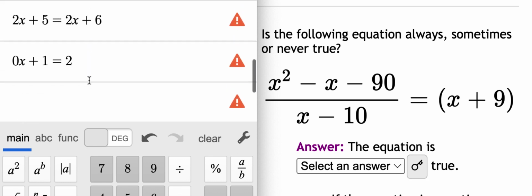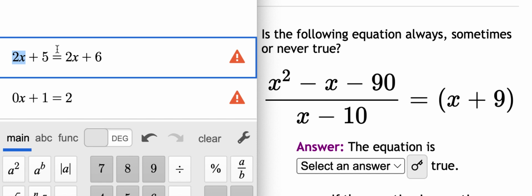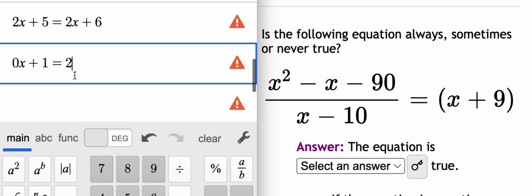Now we can also have some problems like this, where I have 2x plus 5 equals 2x plus 6. If I were to try to solve and get x together, I would subtract 2x from both sides, and then I would be left with 5 equals 6. Well, that's a false statement, and in the past we said no solution. So you would say that this equation is never going to have a solution. I could also have a simple equation like 0x plus 1 equals 2. No matter what you put in for x, you're always going to have 1 equals 2, and that is not true. There is never going to be a number you can put in for x that will give us a true statement, because 1 will always equal 2. So here are two examples of what never looks like.